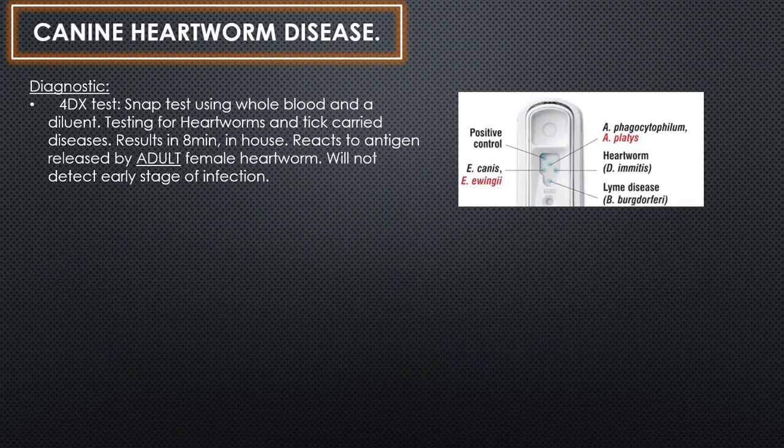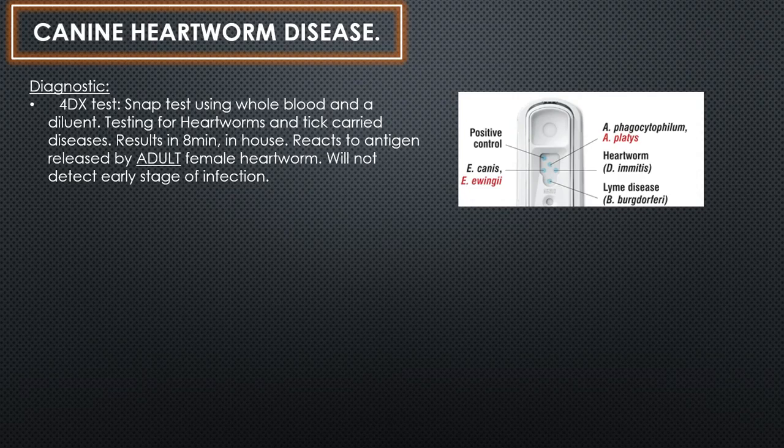We have different ways of diagnosing heartworm disease. The very first one, probably the most common and convenient one, is what we call a 4DX SNAP test. As you can see in these pictures, it tests not only for heartworm disease, but also for tick-borne disease as well. It is a very easy test to run. You just need 3 drops of blood, and we can run it in-house, and it takes less than 10 minutes.